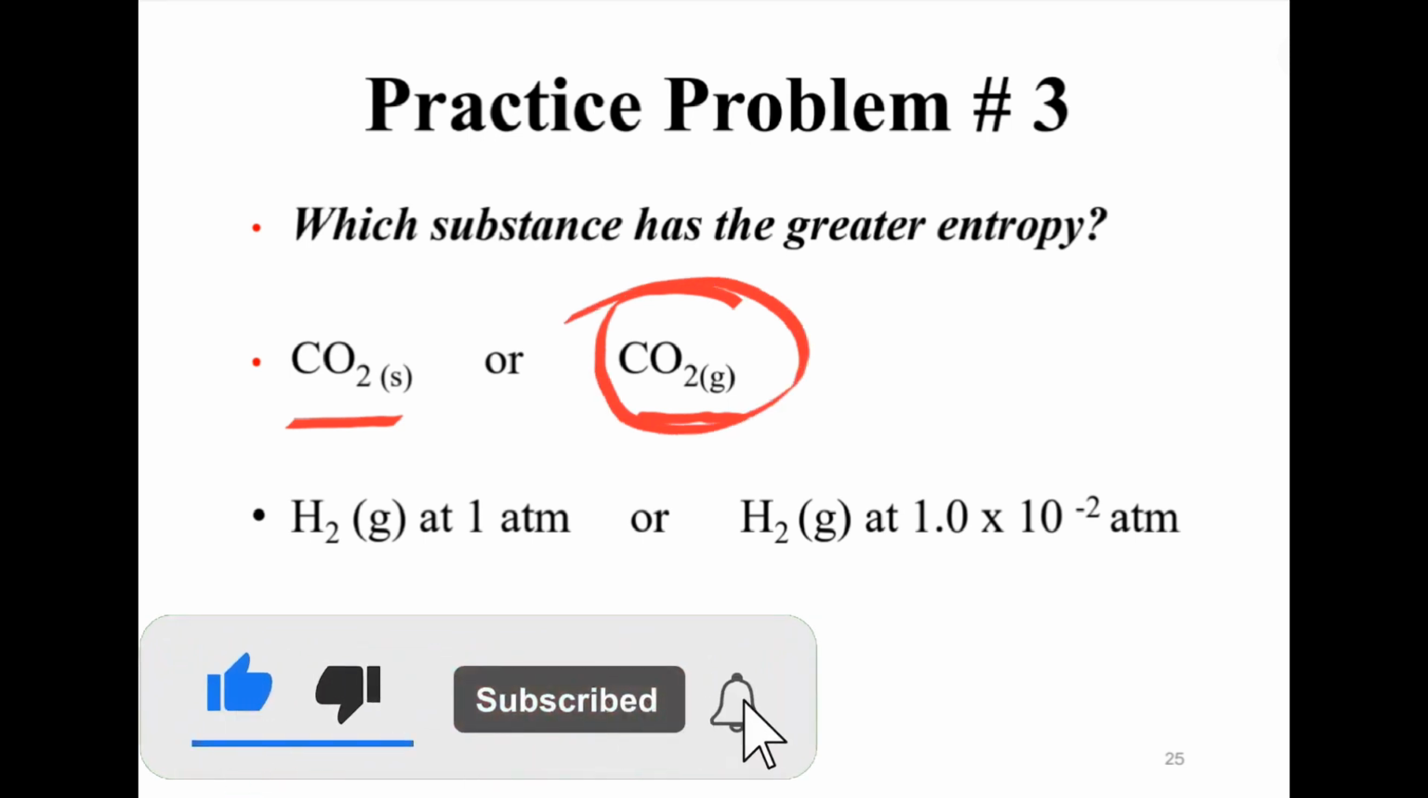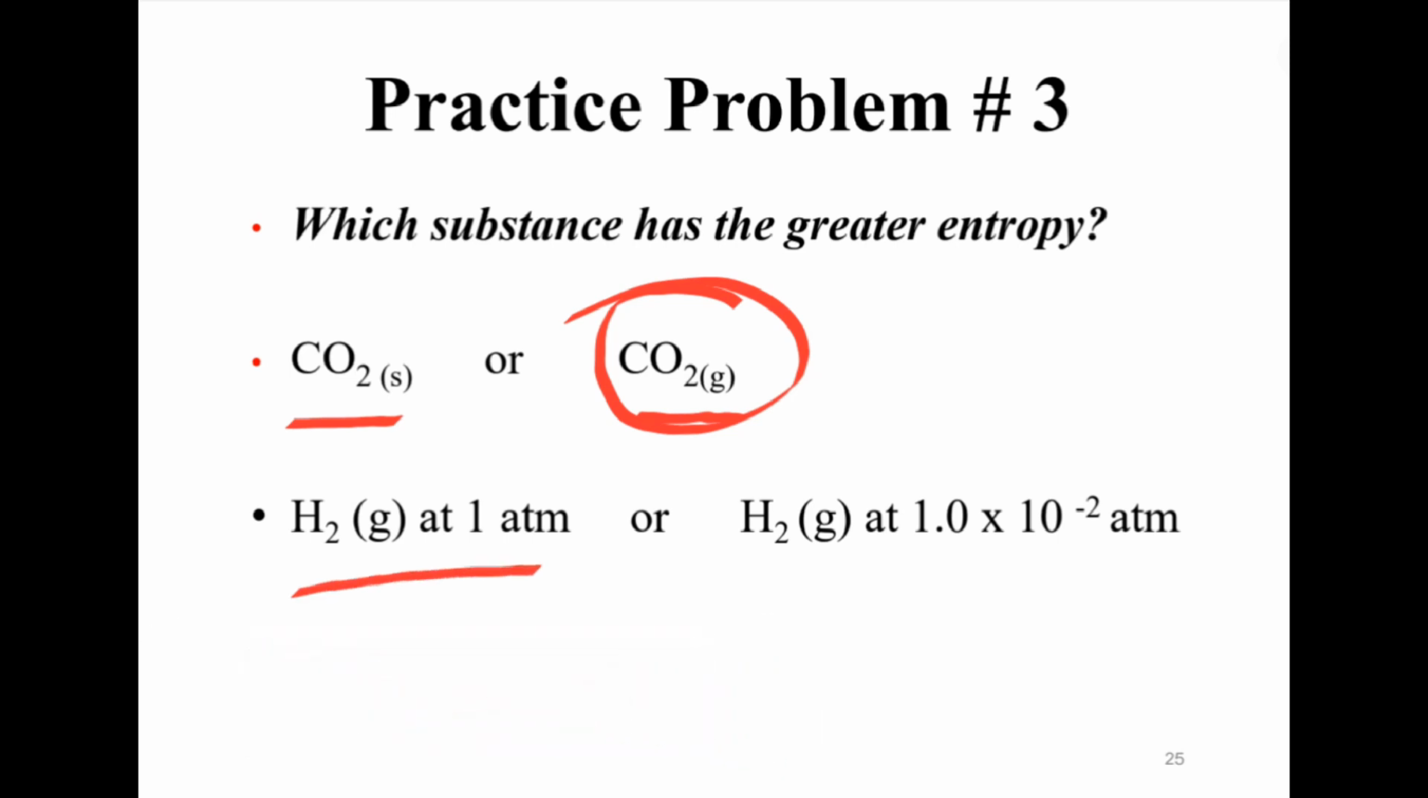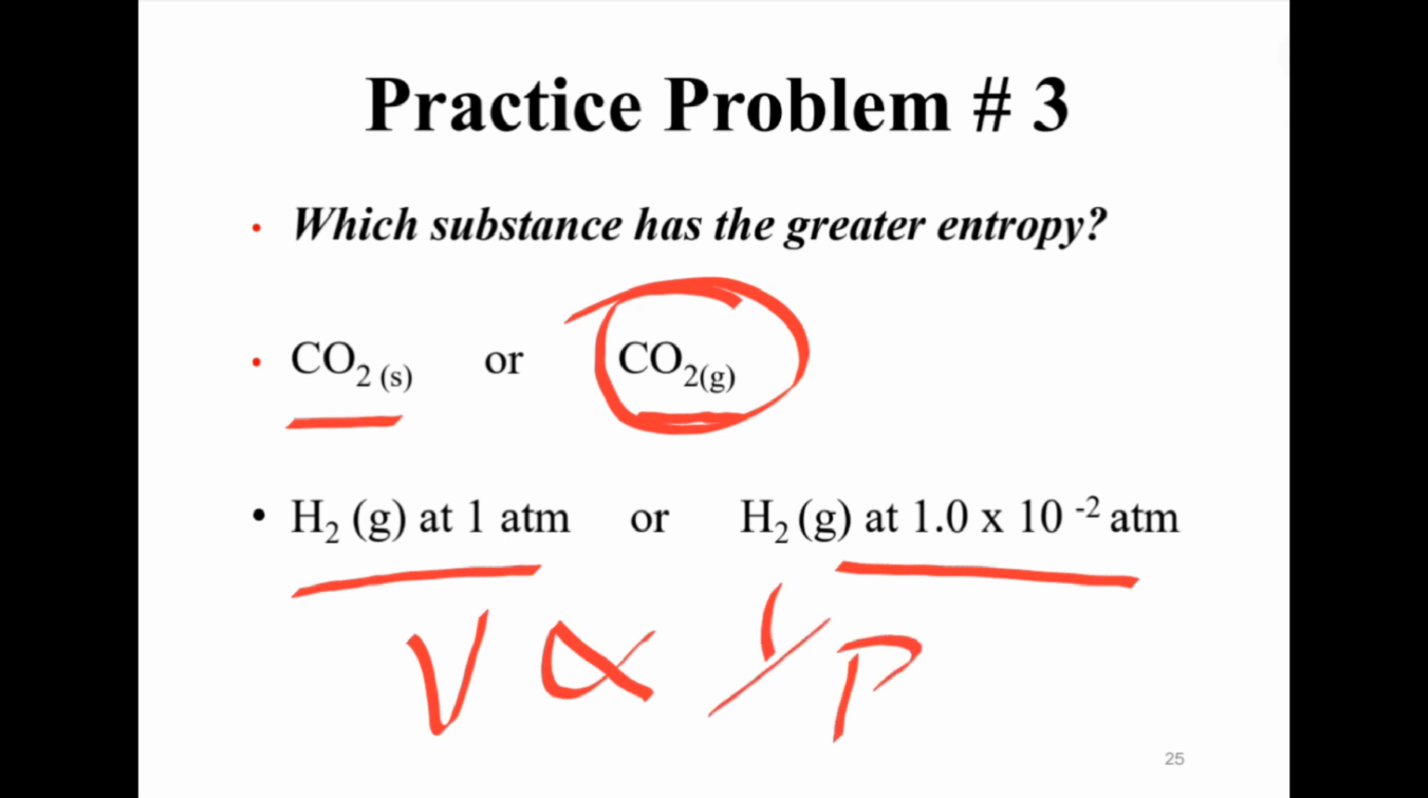All right, hydrogen gas at 1 atmosphere or hydrogen gas at 1 times 10 to the power of -2 atmosphere. So you have to remember volume and pressure are inversely proportional.